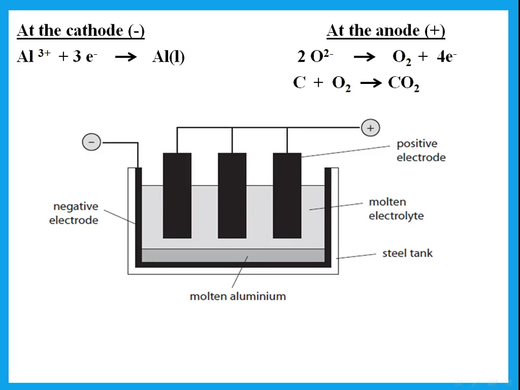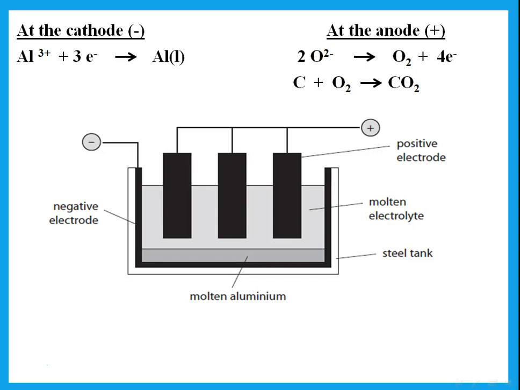Aluminium oxide and cryolite. Now, what will go to the cathode? The aluminium ions will go to the cathode, take up electrons and become aluminium. So the aluminium is collected at the cathode. Now, what happens at the anode? We have aluminium oxide. That means we have aluminium ions and oxygen or oxide ions.